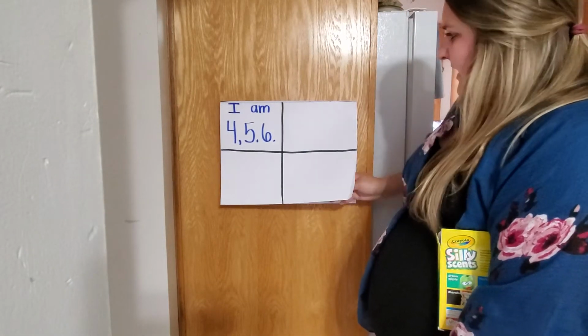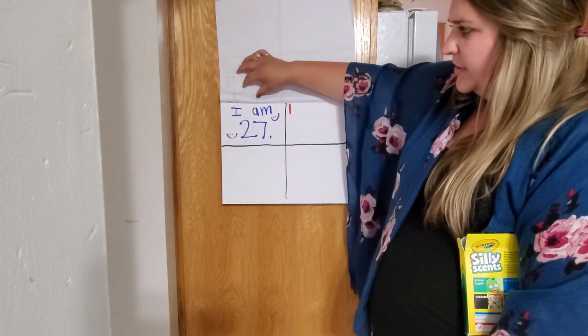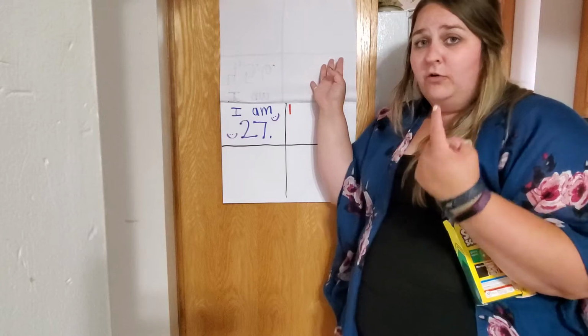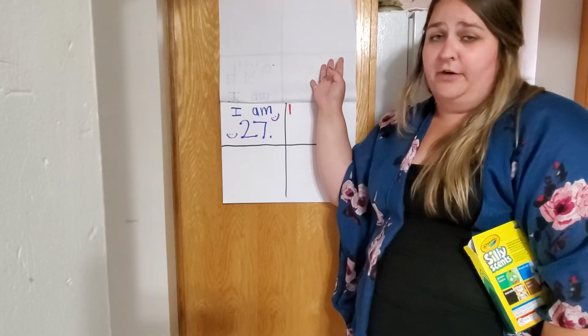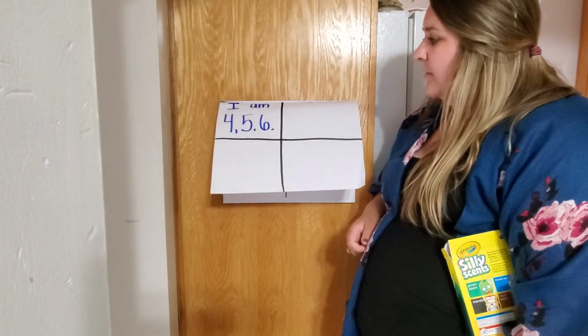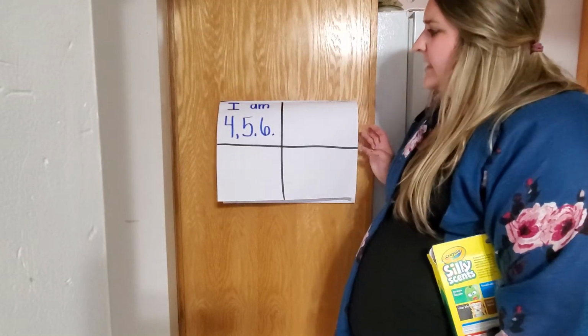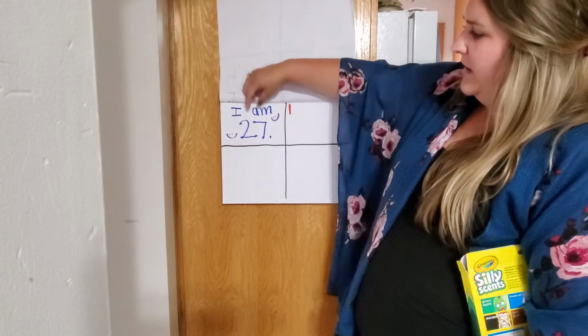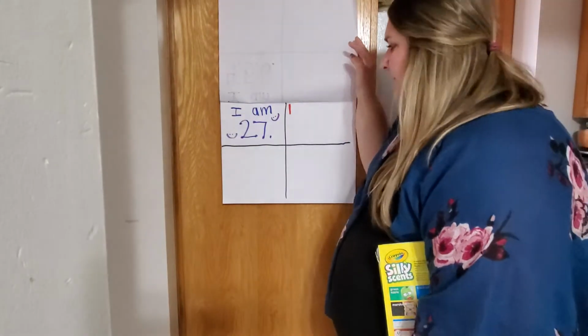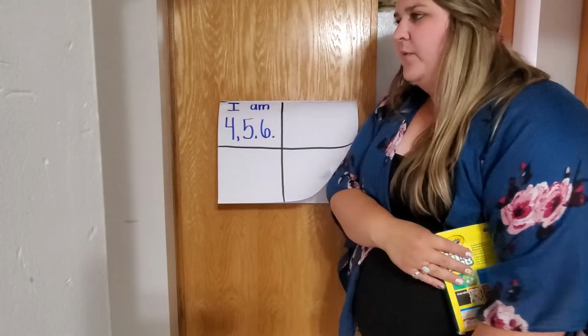I'll show you Miss P's box. Remember Miss P's box from yesterday? I wrote I am 27 because Miss P is a lot older than you. 27 is a lot bigger of a number than your age. So you chose how old you were. You wrote that number in the box. And remember I said that you could decorate your number around your box if you would like to. So you can make sure to do that today too if you want.